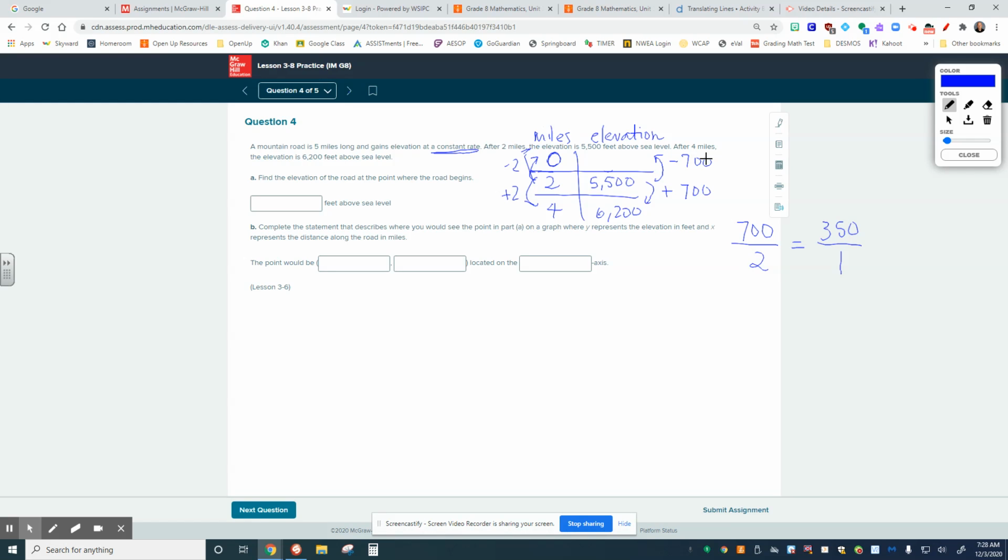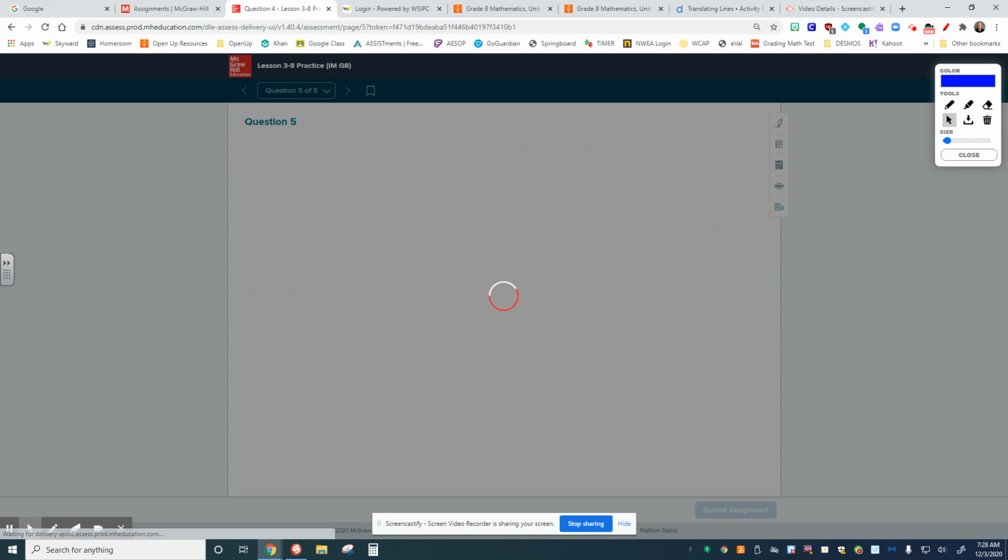If we complete the statement that describes where you would see the point part A on the graph, where the Y represents the elevation in feet and X represents the distance along the road, that point would be, well, we know it has to be 0 miles. And then that blank space right here, that's going to be associated with the elevation right here. Remember that elevation right there is 700 feet less than 2 miles up the road. And it's located on which axis? Remember that we're looking for this right here, the y-intercept. So which axis will that actually be on? Final question.